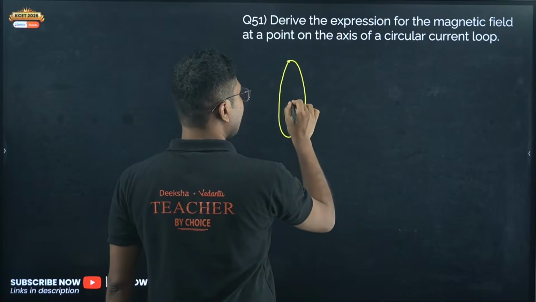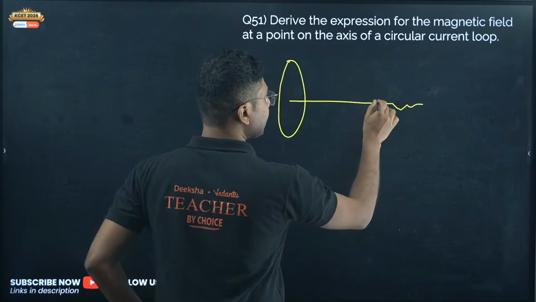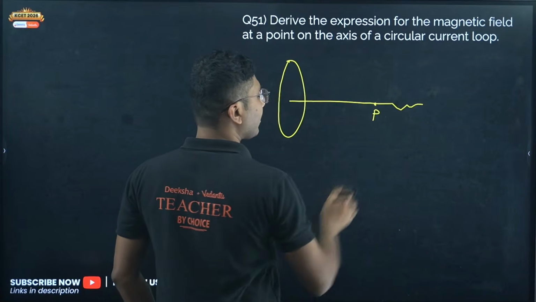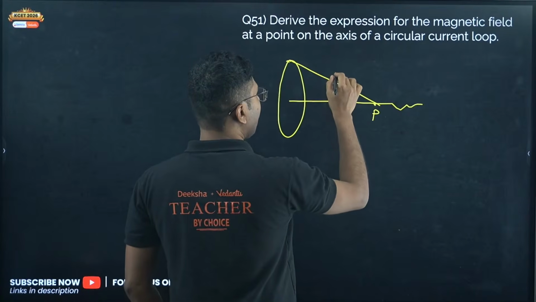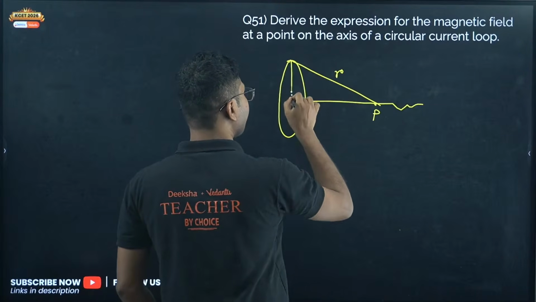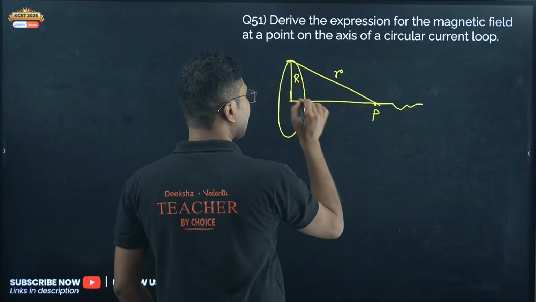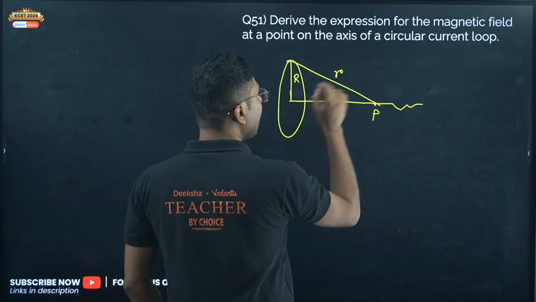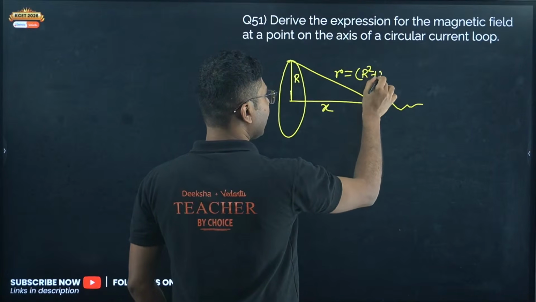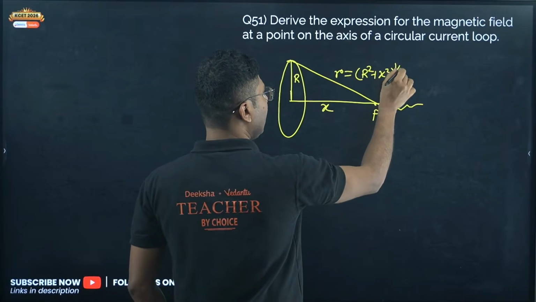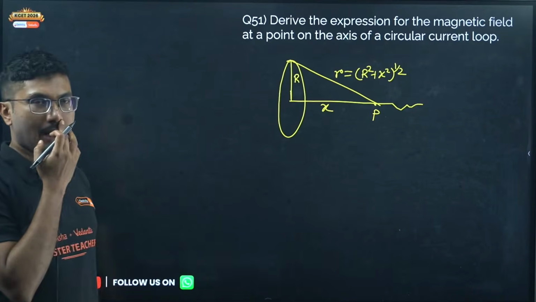So this is the current loop, this is the axis, this is the point where you are trying to find the magnetic field. If you join this, this will be your distance, say r. The radius of the loop is capital R. Remember the diagram. If you solve the diagram itself, 90% of the problem will be solved. So from Pythagoras theorem, it will be (R square plus x square) to the power half.